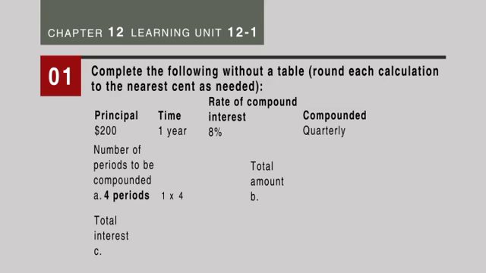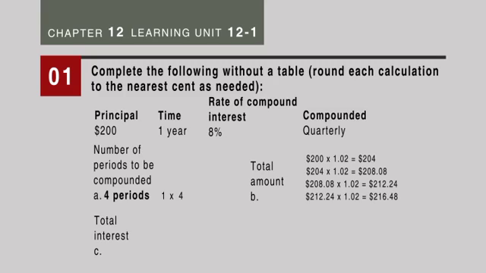So we're going to take $200 times 1.02 equals 204, again times 1.02 for the second period equals $208.08, times 1.02 for the third period equals $212.24, times 1.02 for the fourth period equals $216.48. For C, we're going to calculate total interest.